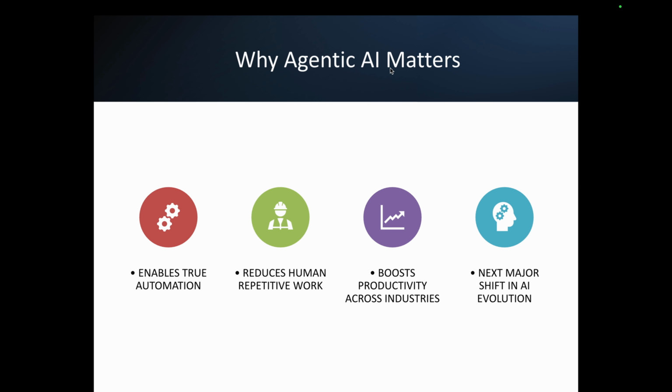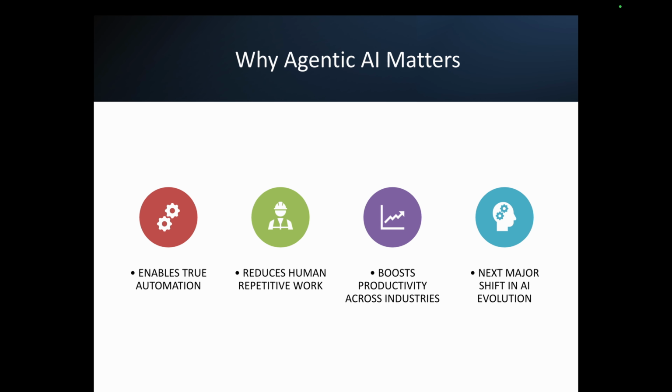So why does agentic AI matter? It enables us automation. It reduces the human repetitive work. We all are hearing that AI will take over human jobs. Whatever repetitive work we are doing, that will be reduced. It is not that whatever tasks we do as humans will all go away. That is not the case. The repetitive work is what we can achieve with agentic AI.